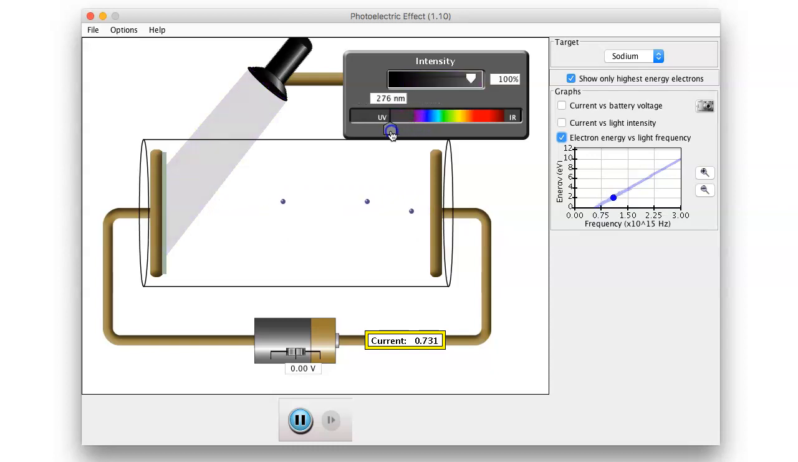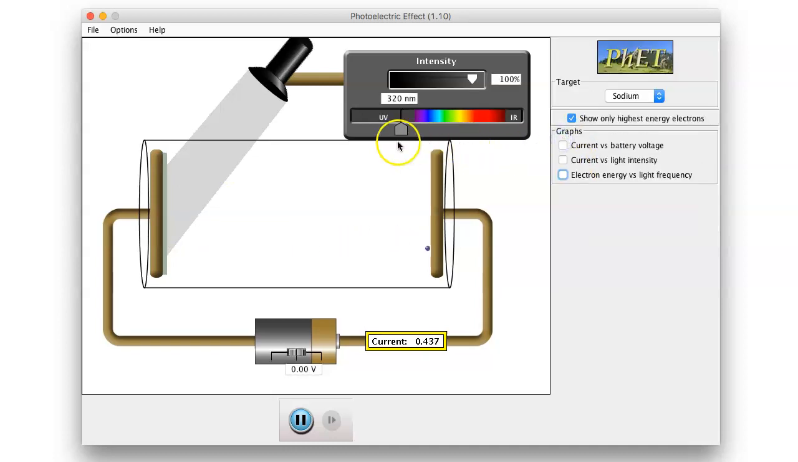So how did Einstein make sense of this? Well, the only way to make sense of this is that light traveled in individual packets. And those individual packets of energy he called photons.